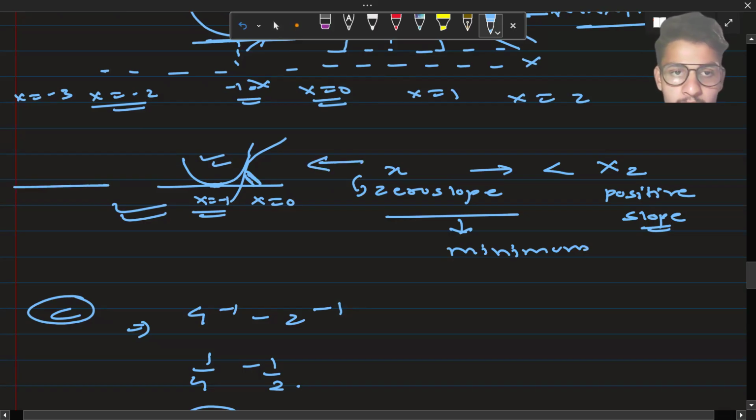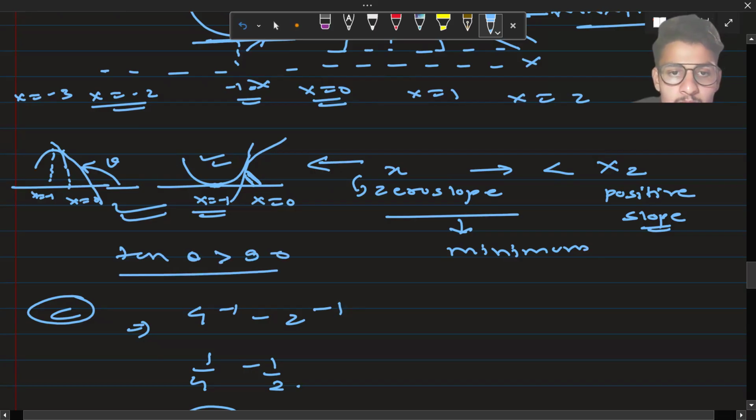And it is opposite for the other one. If it is a maximum point, then you will see that if it is x is equal to -1 and at x is equal to 0, the slope becomes negative, because tan theta when theta is greater than 90 is negative only.